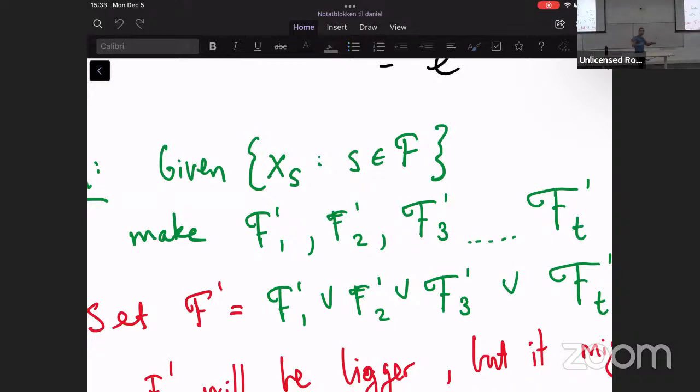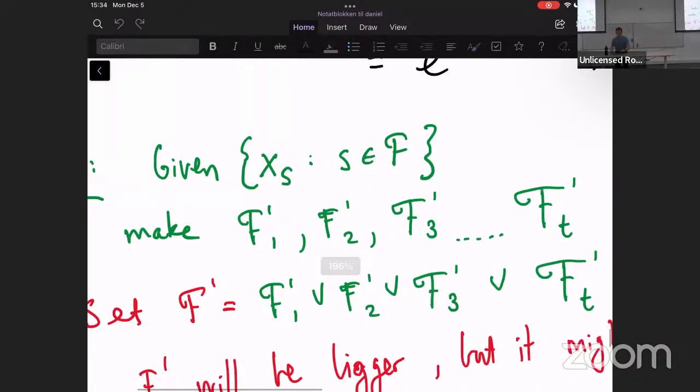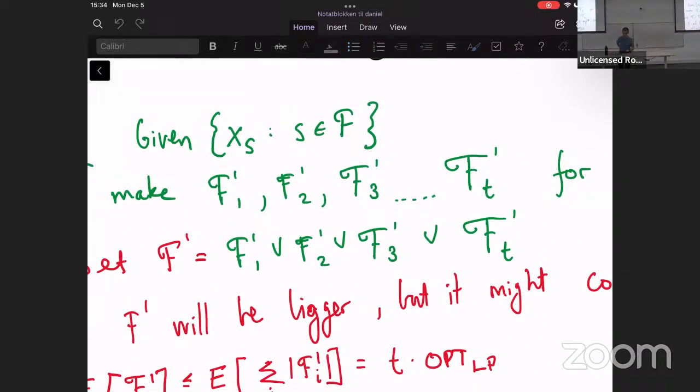Recall that what we're trying to do is a trade-off between the size of the family that we output and the probability that it actually covers everything. When the family was small, it didn't cover everything. So let's make it bigger and hope that it does cover everything. We pick t families, F1, F2, F3, all the way up to Ft. Say F prime is the union of all of these. Now we ask, what's the probability that F prime covers the universe?